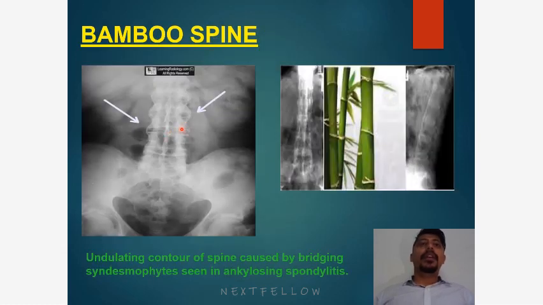Bamboo spine. Undulating contour of the spine caused by the bridging syndesmophytes seen in ankylosing spondylitis. So these are the bridging syndesmophytes seen in the lumbar vertebra, and it is a characteristic feature of ankylosing spondylitis. So it gives the appearance of a bamboo spine.